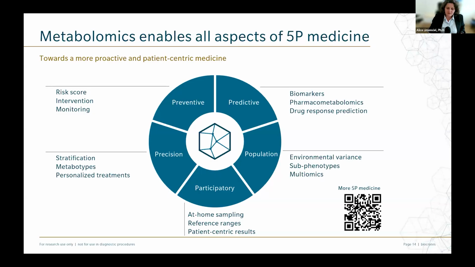And so it's basically a framework to make it easier to understand the different places in the future developments of medicine where omics are going to play a part. It's not exclusive to metabolomics. It's really an inclusive framework where all omics can feed in. And so those 5Ps you see represented here in blue: preventive, predictive, precision medicine, population-based medicine, and participatory medicine.